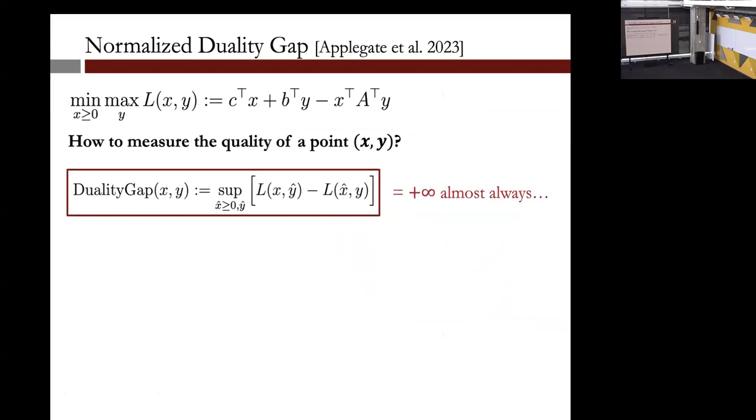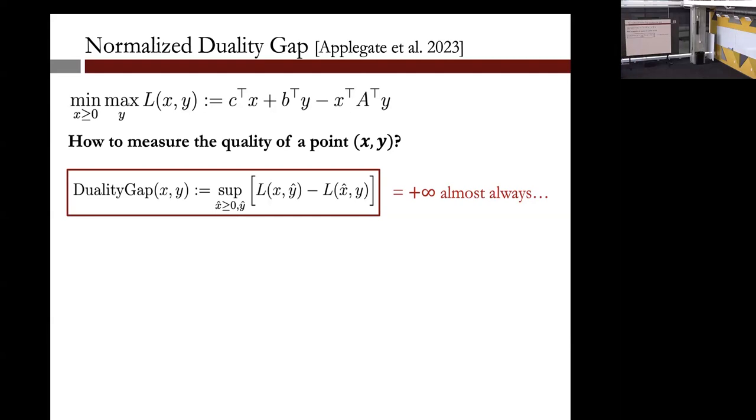And now before I show you a computational result, I just want to discuss something, and I believe this was due to Oliver Hinder or maybe Haihao Lu. I'm not sure, but I think it first appeared in this paper. So how to measure the quality of a point in a saddle point problem. There's a bunch of different ways, but the problem for linear programming is that the ordinary way to do this is to define something called the duality gap, which is not necessarily a duality gap, but that's what it's usually called.